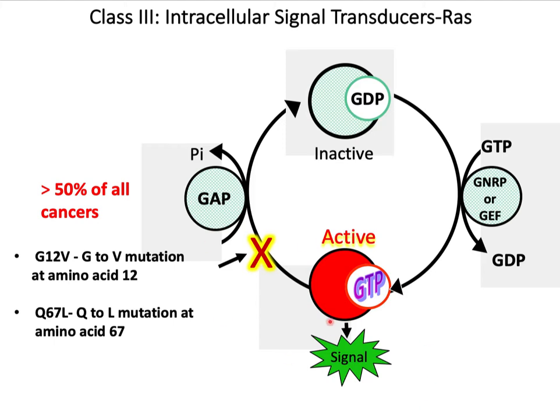This is not the only mutation in the RAS that you see in cancers. There is a Q67L mutation, a glutamine to leucine mutation at the 67th position. You abolish the intrinsic GTPase activity of the RAS, so the RAS becomes constitutively bound to GTP and it can never turn itself off, and you can see how very detrimental that is.